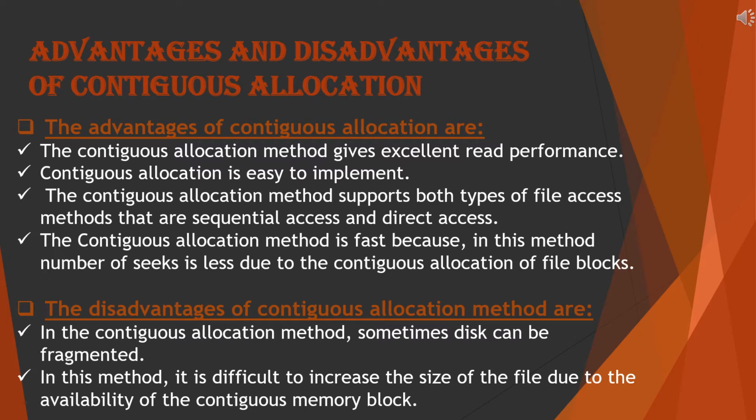Now what are the disadvantages of the contiguous allocation method? In the contiguous allocation method, sometimes the disk can be fragmented. In this method, it is difficult to increase the size of the file due to the availability of the contiguous memory block.